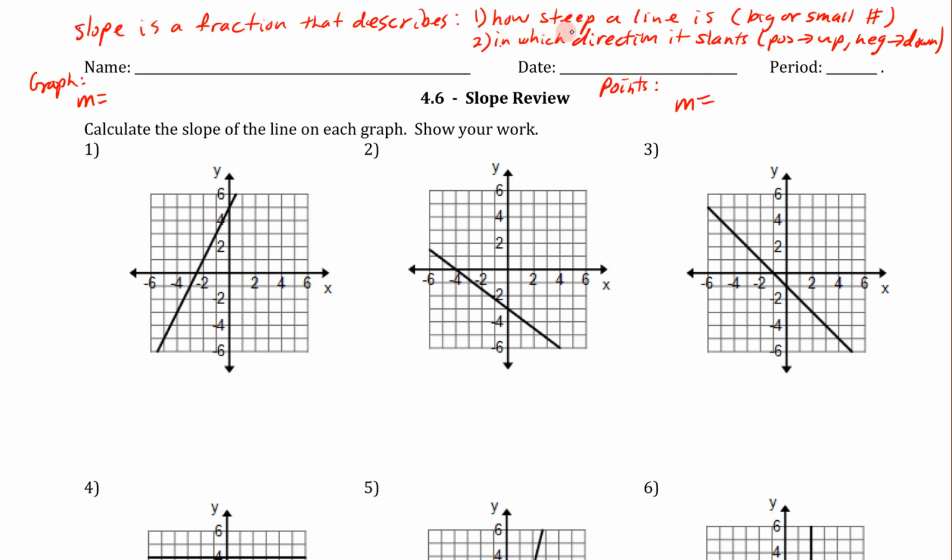The first thing it describes is how steep the line is. If you've got a big number, it's really steep. If you've got a small number, it's pretty shallow. Remember, perfectly flat would be a slope of 0.